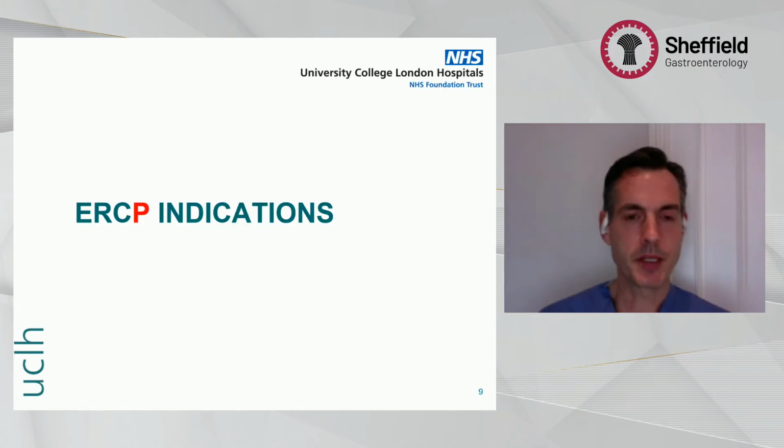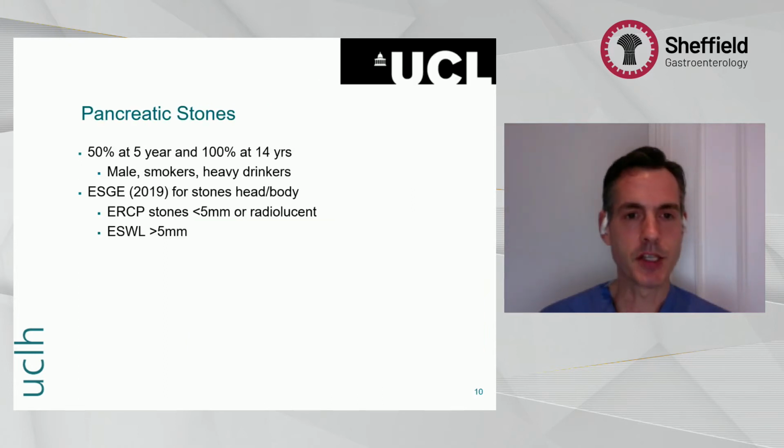So let's talk about the particular indications, starting with stones. We all know these are a huge problem. A rule of thumb is that you've probably got a 50% chance of having calculi at 5 years and almost 100% after 15 years. And the predilection for stones would be males, smokers, and the heavy drinkers, more than 80 grams of alcohol per day.